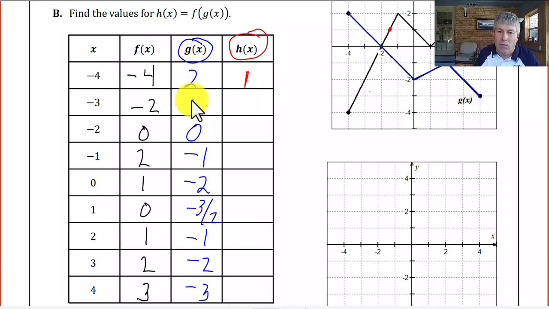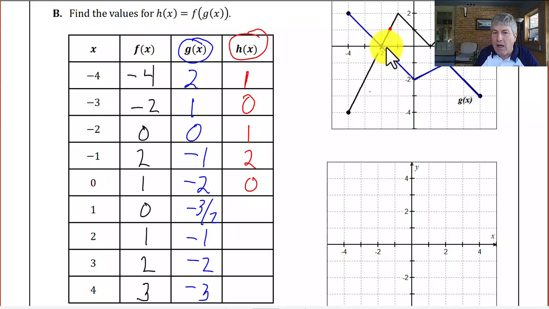And then when g of x outputs 1, that becomes my input, and I have to see what I get for f of x, and that is 0. So my next value is 0. And then when g of x outputs 0, that becomes my input. And what's my output for f when I input 0? It is 1. So now I have to go to an input of -1, and it outputs 2. Input of -2 outputs 0. And input of -3/2 or -1.5, which we don't have.